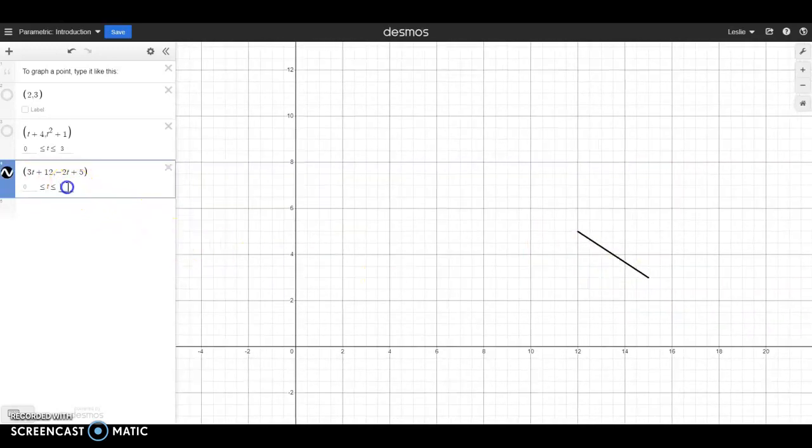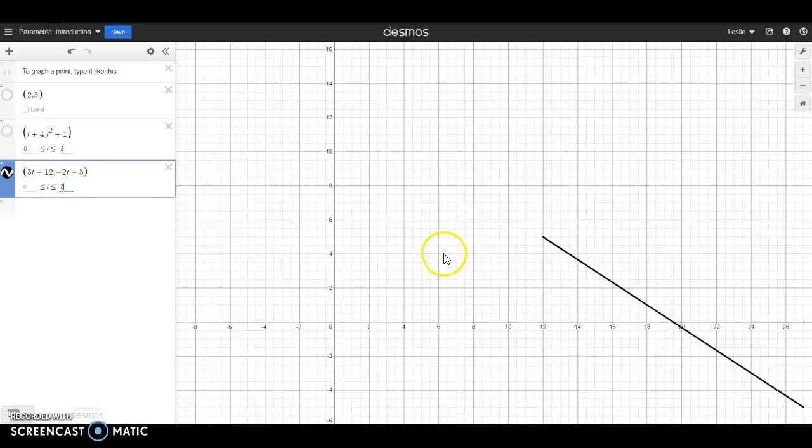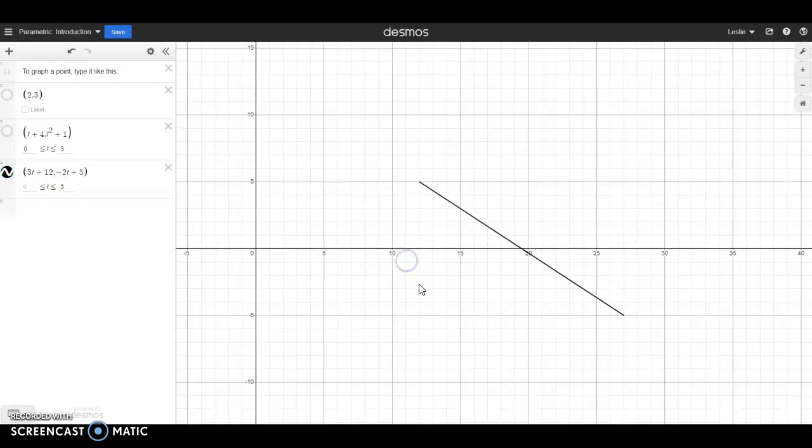Now I want t to go from 0 to 5 in this case. When I do that, I get a different piece of a line. I might even want t to go from negative 3 to 5, or negative 3 to 2.